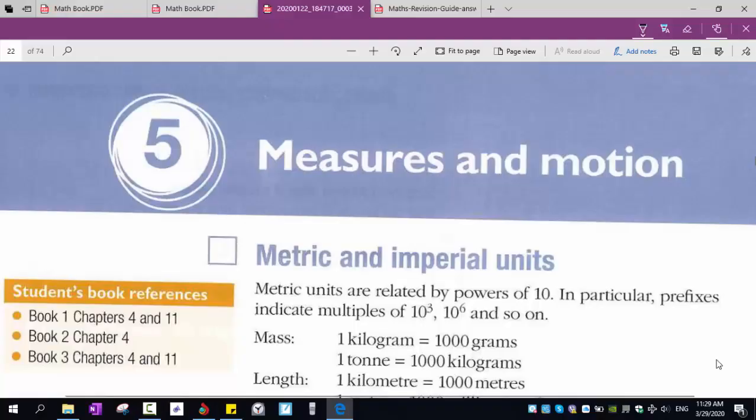Unit 5 is about measures and motion. It's in the revised Checkpoint book.